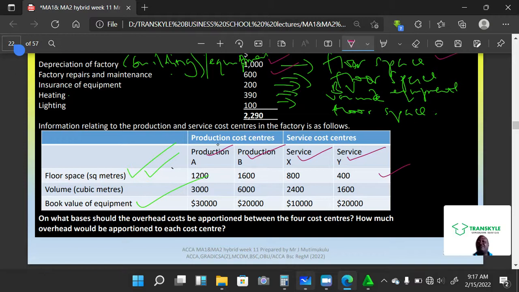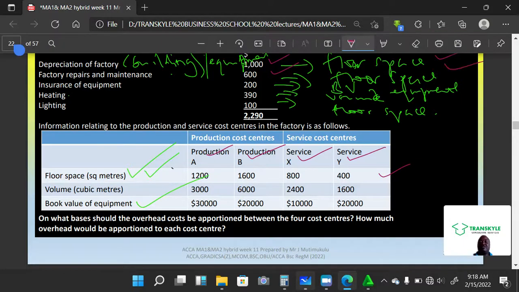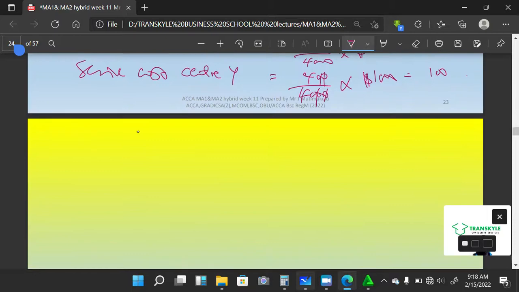If you had chosen another basis, like for example book value of equipment, you then have to use the book value of equipment. But like I said, it should be a fair basis. Okay, so we have discovered that factory repairs and maintenance should be judged based on the floor space. So we are going to use the floor space, which we've calculated already, and the total floor space we found out was 4,000. And so factory repairs and maintenance, let us apportion those.